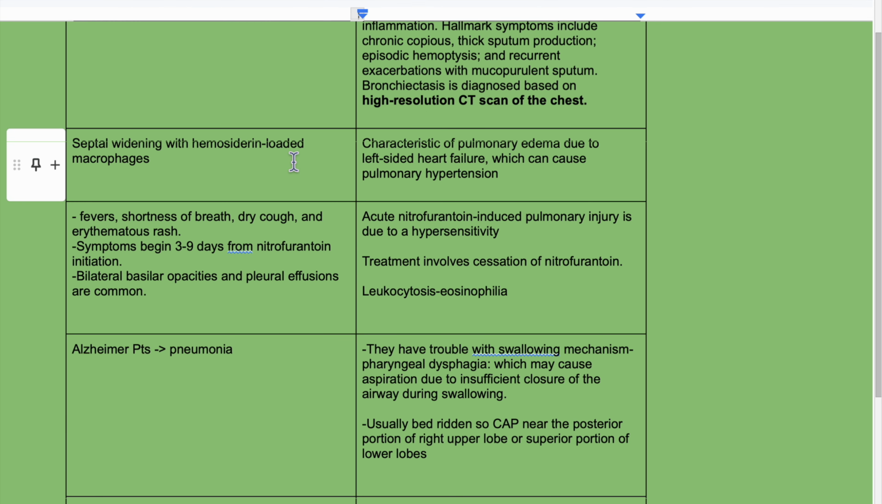Septal thickening with hemosiderin loaded macrophages. This is characteristic of pulmonary edema due to left sided heart failure, which can cause pulmonary hypertension.